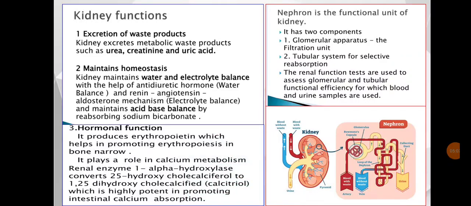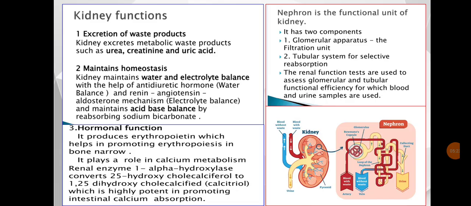Later, here we are seeing what exactly the kidney functions are. First one is the excretion of waste products. We already discussed that. The waste product means the metabolic waste. When our body carries out some metabolic reactions, it will always remove certain things as waste, because they should not accumulate in our body.